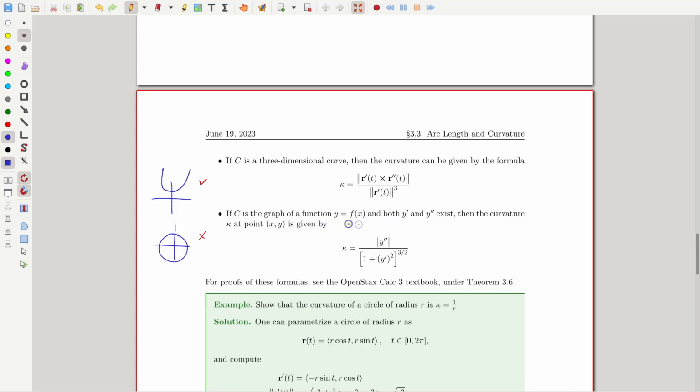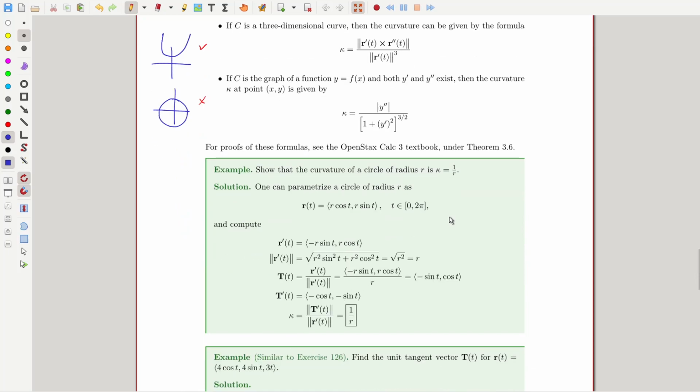So for special curves that can be described as being a function of x, and the derivative and the second derivative of that function exist, then you can compute the curvature at a point by using this expression. You have the absolute value of the second derivative, plugging in at x, and the same with the denominator: taking the first derivative, squaring it, adding 1, and then taking the 3/2 power.